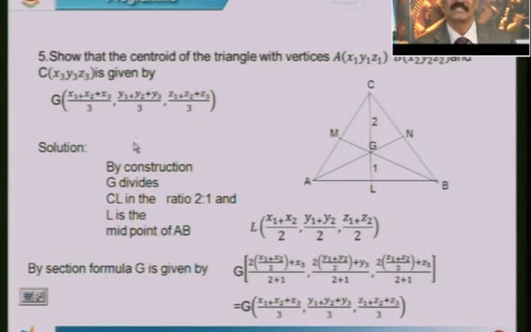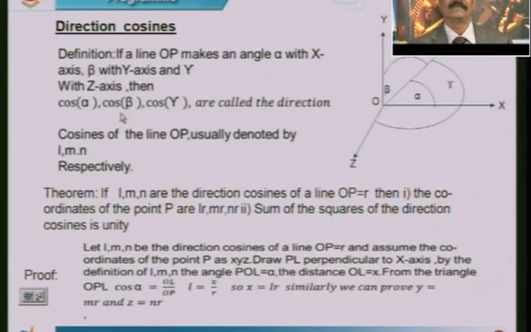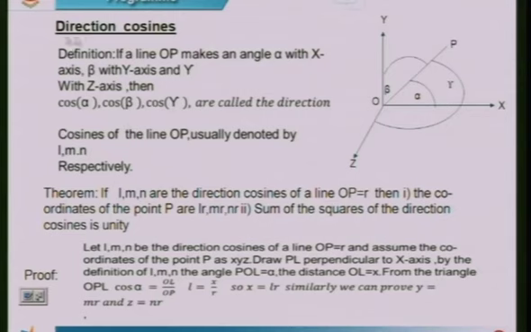This is also based on section formula only, and based on the definition of centroid, that is the G divides the median CL in the ratio 2:1. Based on that we are able to get the coordinates of the centroid in this form, and then that is about the very basics. But here this is very important, direction cosines. I have given the definition of direction cosines.